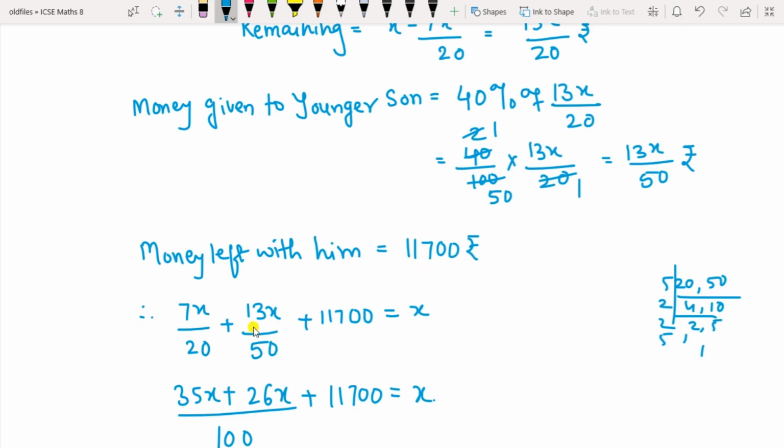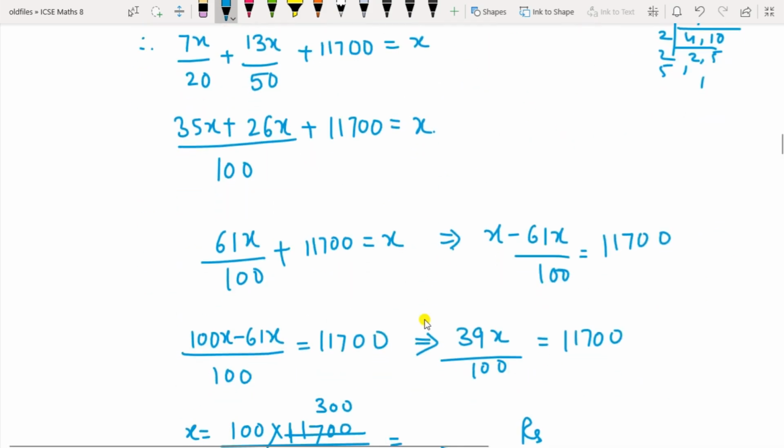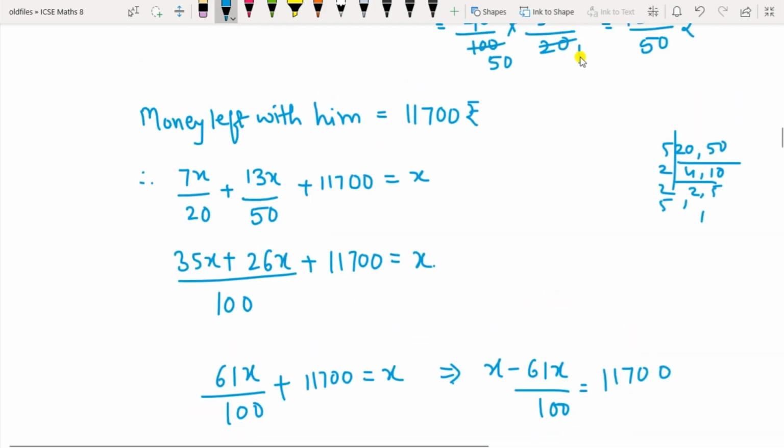Now add all these. This is the amount given to the elder son. This is the amount given to the younger son. This is the money left with him. That is equal to the total amount of money he had before. Take the LCM of the like terms here. So it becomes 100. I have done the LCM here.